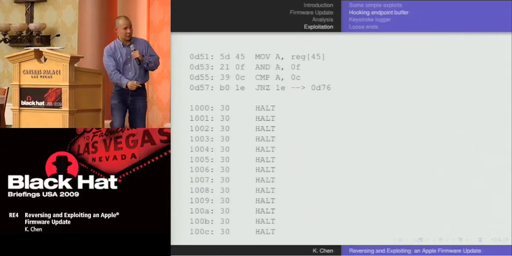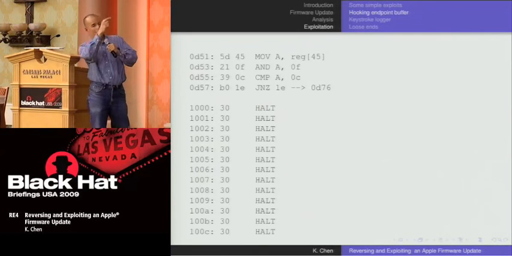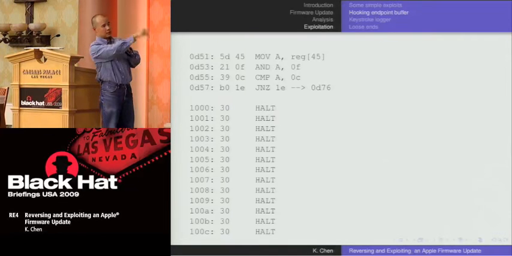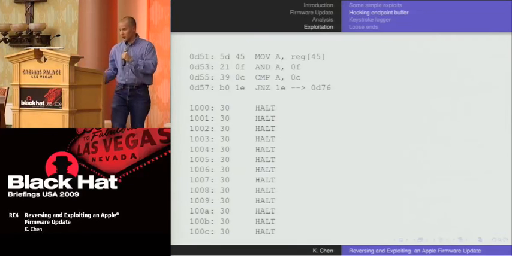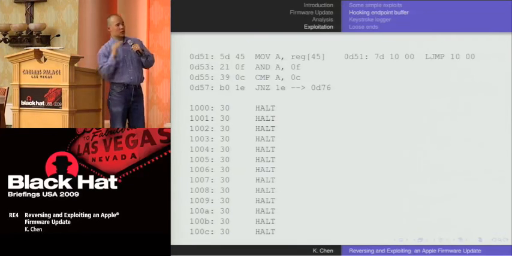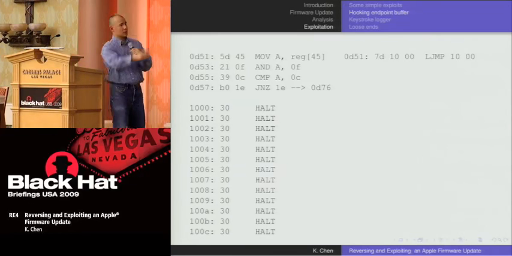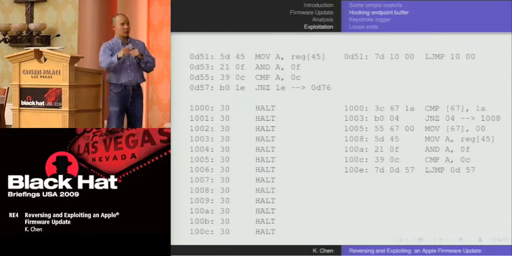This is what the firmware looks like originally, the start of that routine. And in the middle of that is the free space with all the halt instructions. This is the original firmware on the left-hand side. What we'll do is at the top of 0D51, we put a jump right into the free space. So we do a jump to 1000. And then in 1000, we put our own little code.